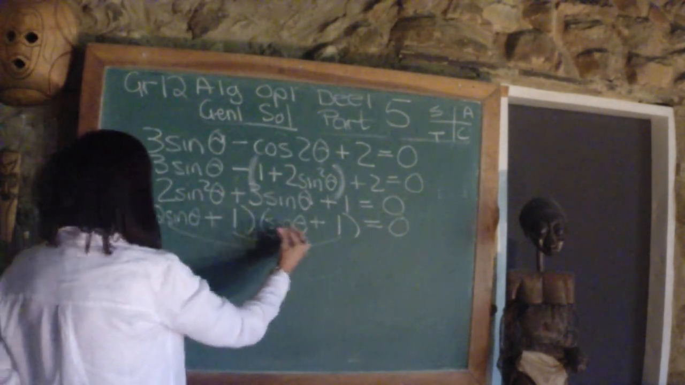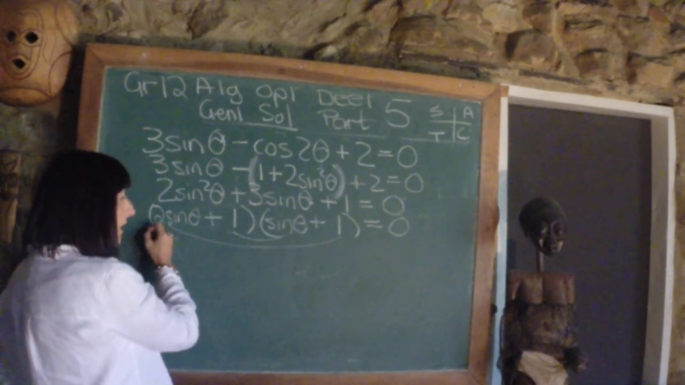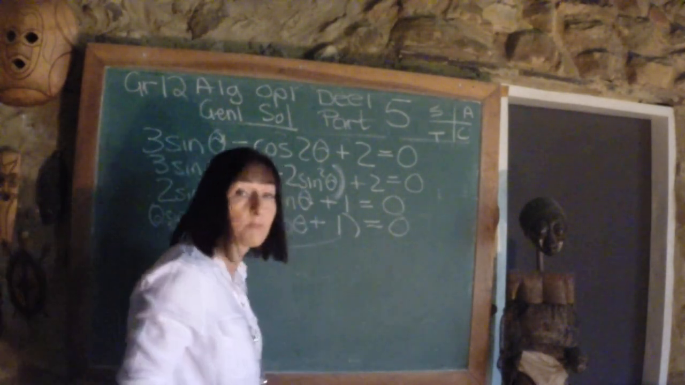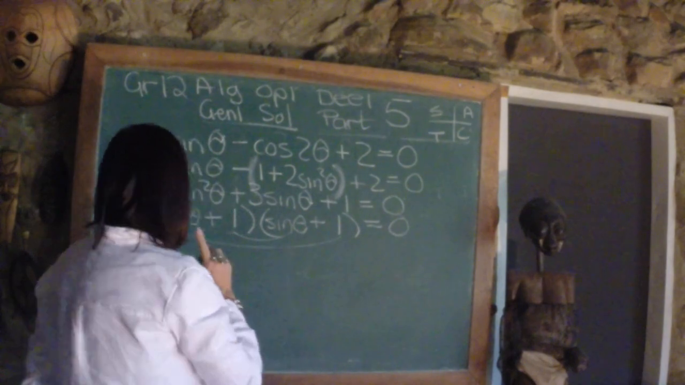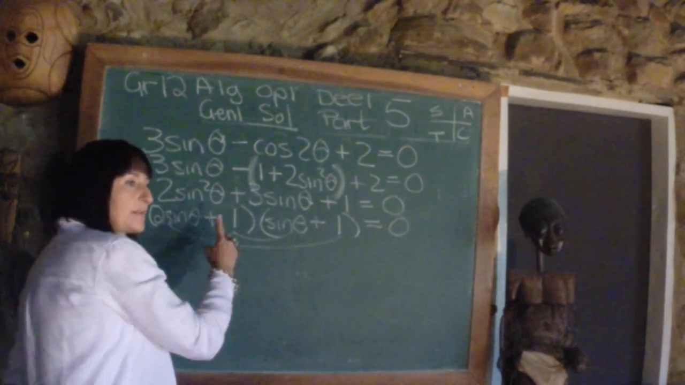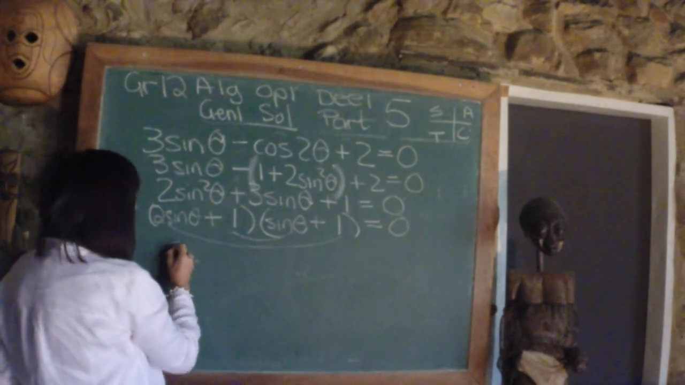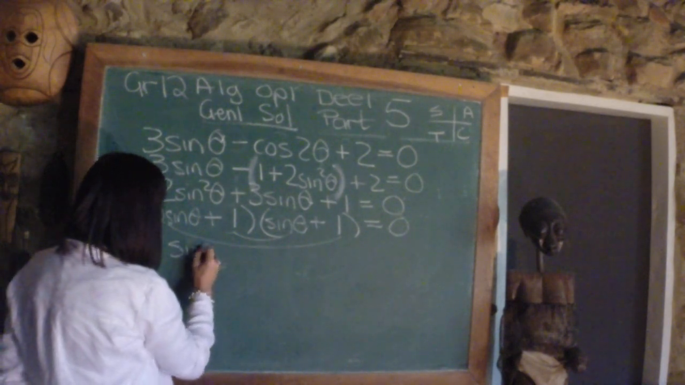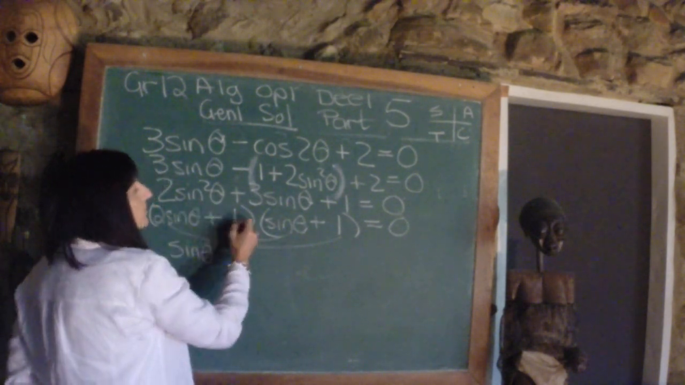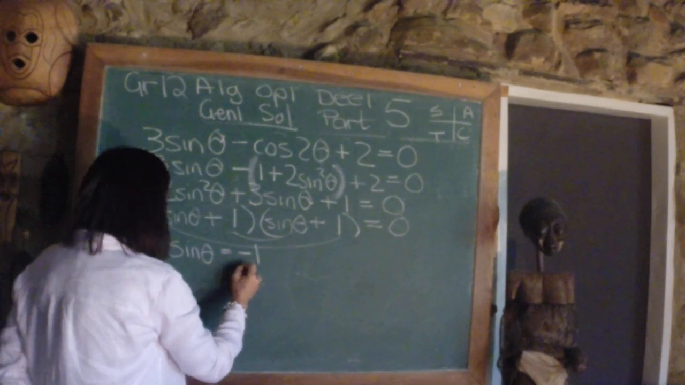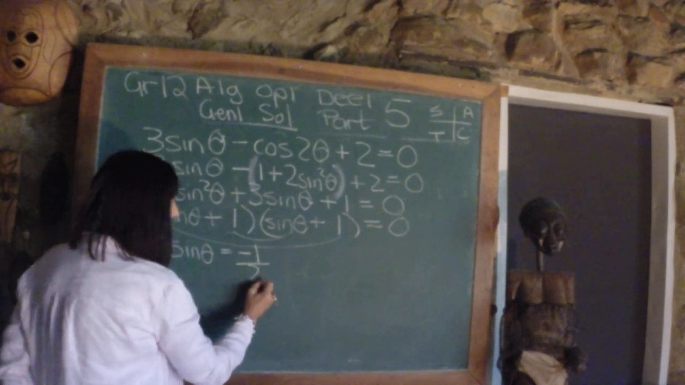Now again I've got the zero factor law, so either the one bracket or the other bracket must equal 0. And therefore, if this bracket equals 0, then I can write it as sin theta. If I take that to the other side of the equals to, it becomes a minus, and I divide with the 2 in front.